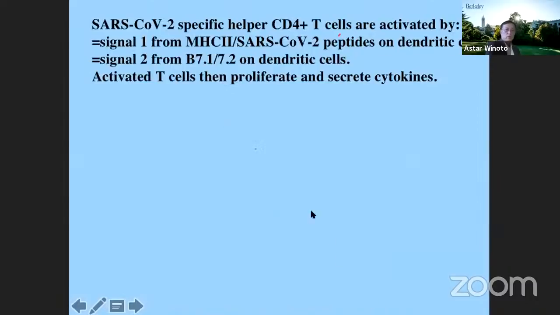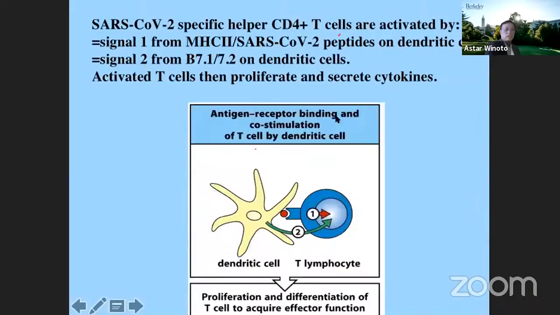So signal 1 from the MHC2 SARS-CoV-2 peptide on dendritic cells will then activate T cell because the dendritic cell also expresses B7-1, B7-2 that give you signal 2. So the T cell is activated, and in this case it can then proliferate and secrete cytokine. So here's an example. Dendritic cells give you signal 1, signal 2, activate the T cell. Okay, T cell can grow.